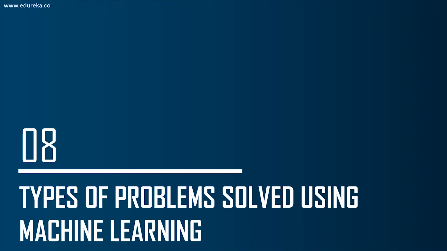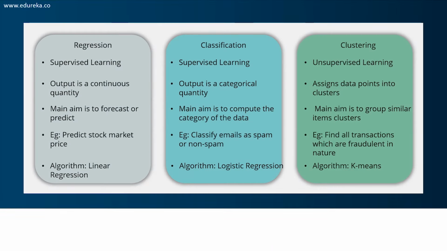Now let's move on and discuss the type of problems that you can solve by using machine learning. Now there are three types of problems in machine learning. Any problem that needs to be solved in machine learning can fall into one of these three categories. Now what is regression? In this type of problem, the output is a continuous quantity. For example, if you want to predict the speed of a car given the distance, that means it is a regression problem.